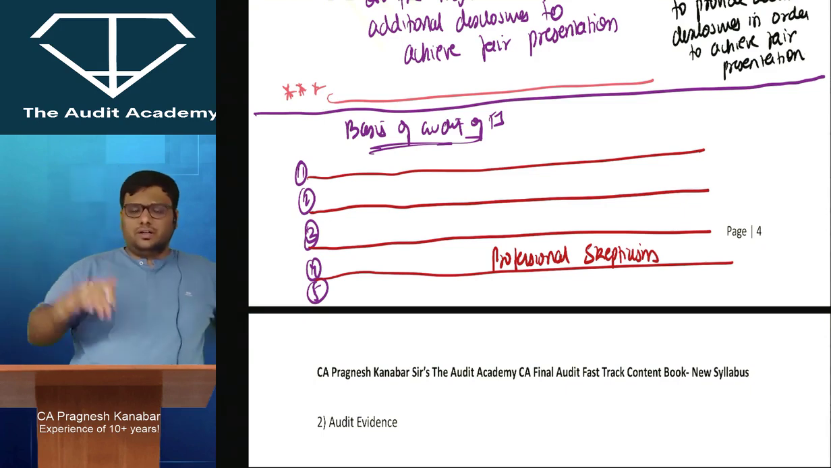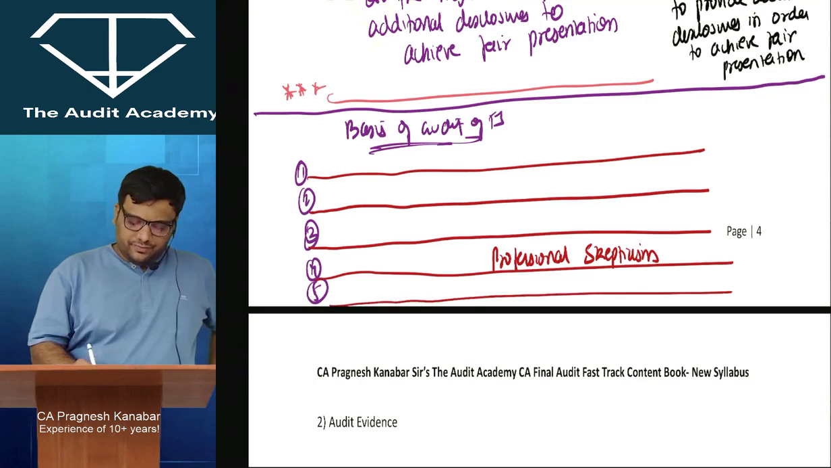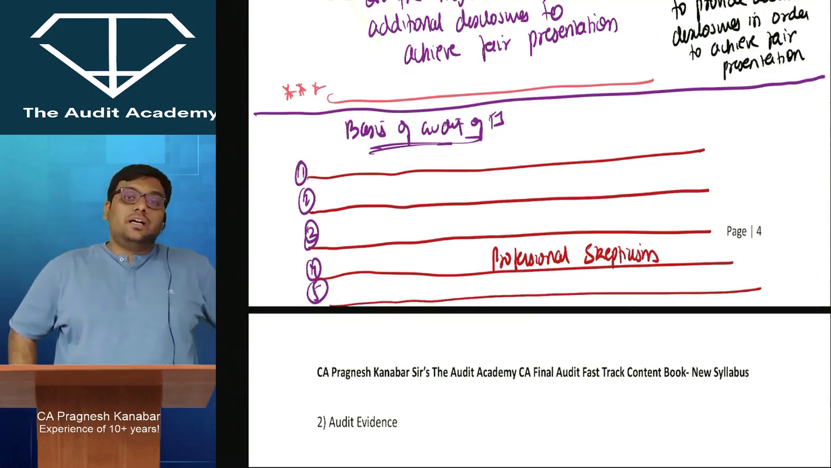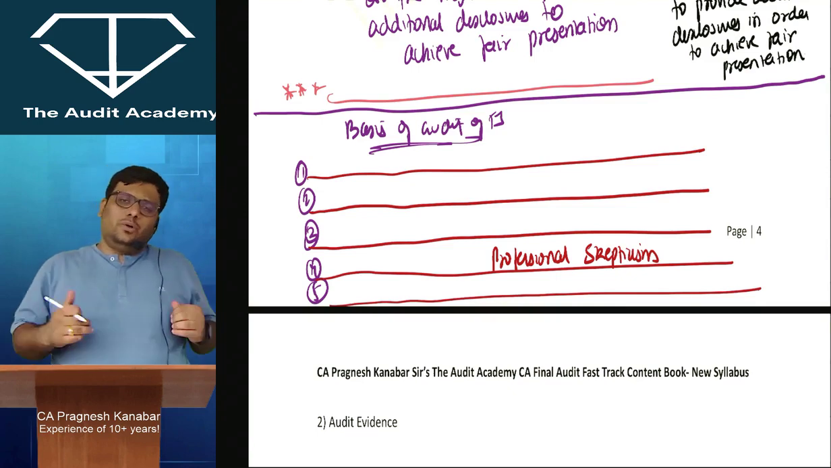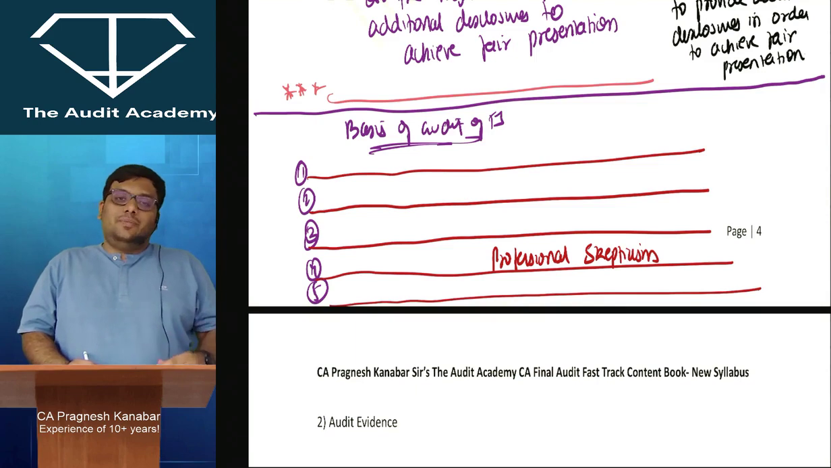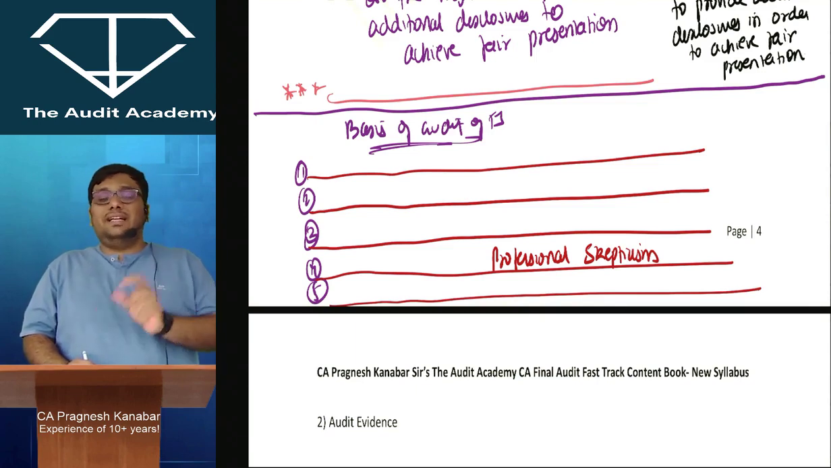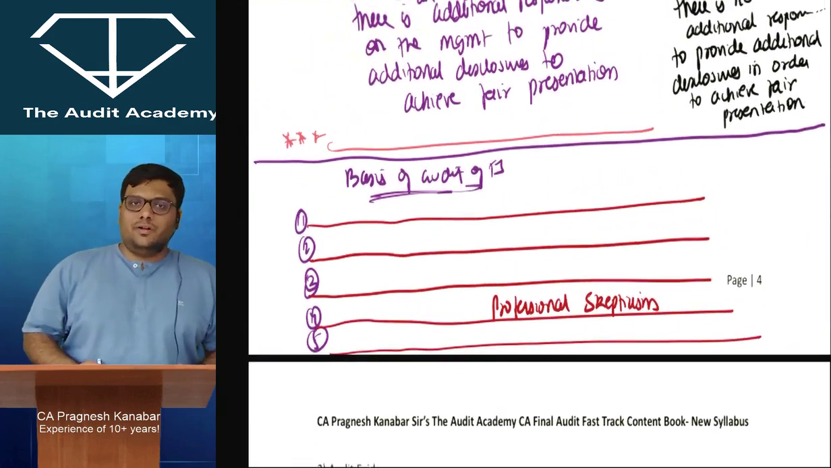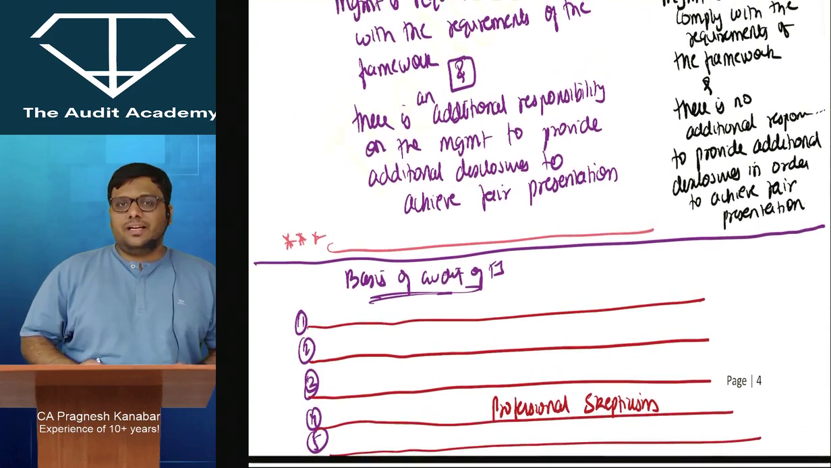Fifth, auditor can be held liable for fraud only if it is proved that he was grossly negligent. So go slow. Repeat it, it's online. Auditor can be held liable for fraud only if it is proved that he was grossly negligent. Otherwise, he can never be held liable for fraud. If he can prove that he has done his job, he cannot be held liable for fraud.